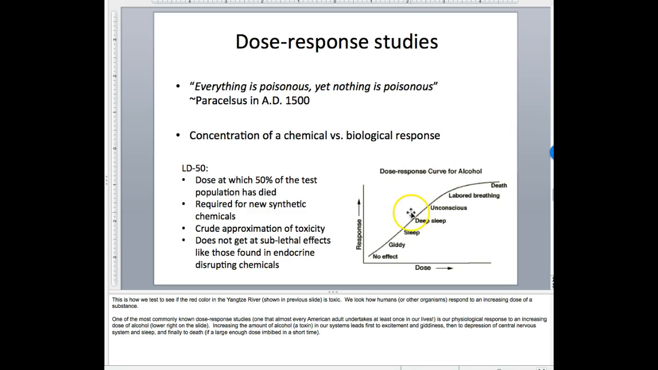So this dose-response curve is actually for alcohol. And we all know that at a low dose, we feel giddy, we feel excited, we feel happy, we tend to kind of forget our worries. Then eventually that depressant is enough to make us go to sleep. If you drink more, you pass out. Even more, you become unconscious. At some point, alcohol can cause death, right? So somewhere right in here is where we have a toxic effect of alcohol, right?